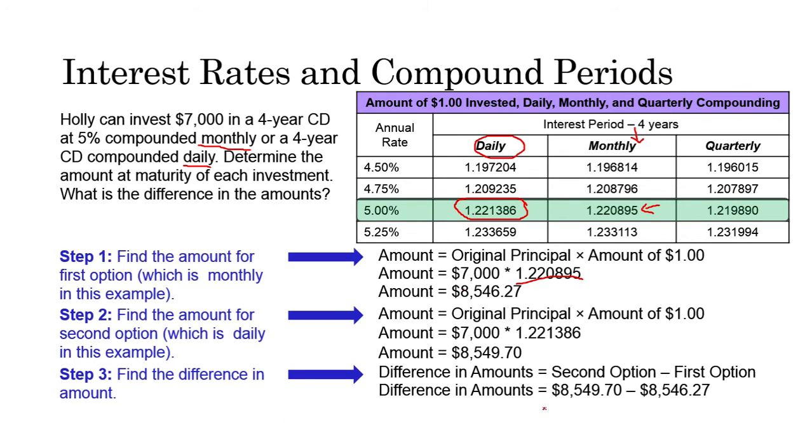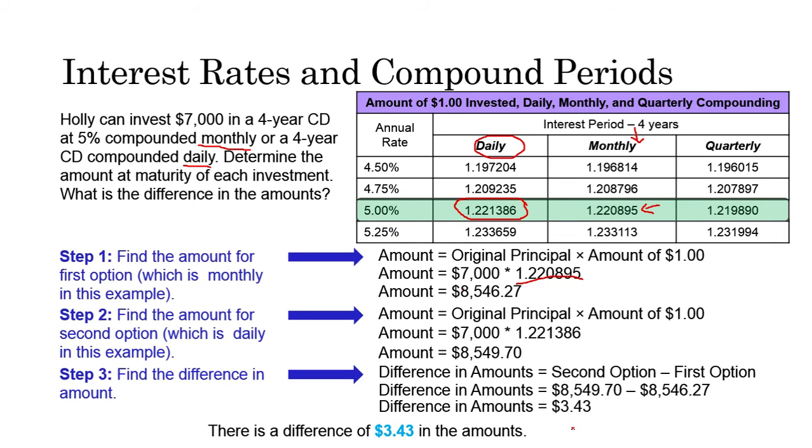Second option minus the first, or first minus the second. It all depends, but it's basically the absolute value, so you should have a positive answer no matter what you do. And that means it is a difference of $3.43. What that means is, if you were to choose the daily compounding versus the monthly compounding after 4 years, you get $3.43 more. That's what that means.